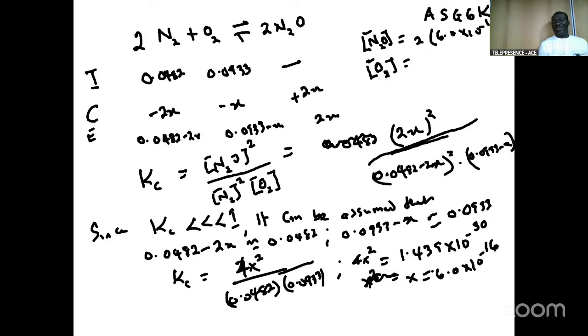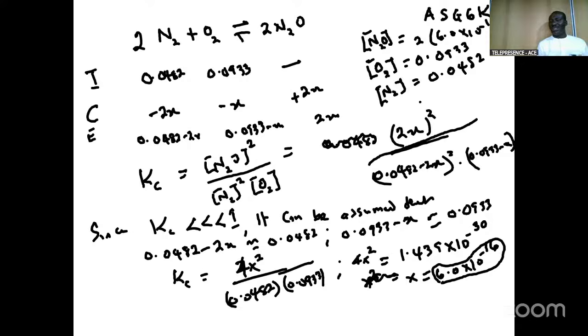If you remove x from that, you're going to simply get your 0.0933 molar. And of course, for the N2, you're going to get 0.0482. Why did I say that? It's because this x is very, very small. Of course, this x is very small. And the reason why it's very small is because the equilibrium constant is extremely small.